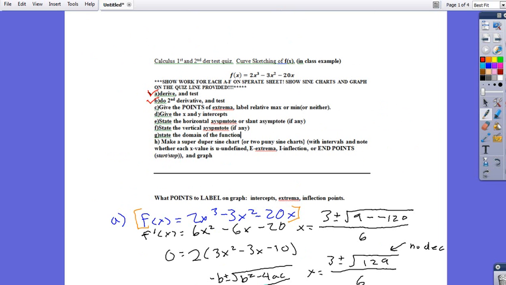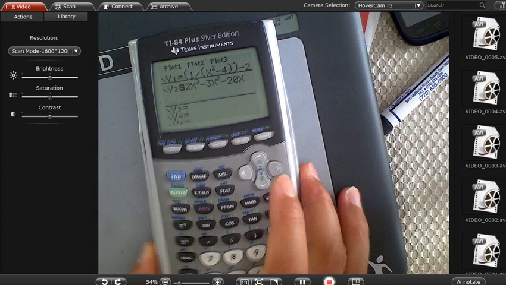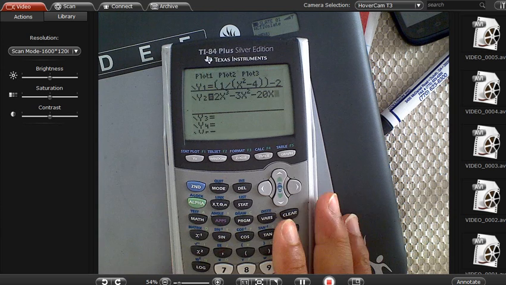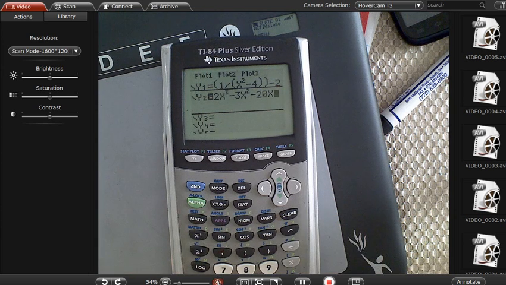So 2x caret 3 minus 3x squared minus 20x. What I'm showing you is so much easier to do this way. And let me see if I can zoom in. That'll be good for you.